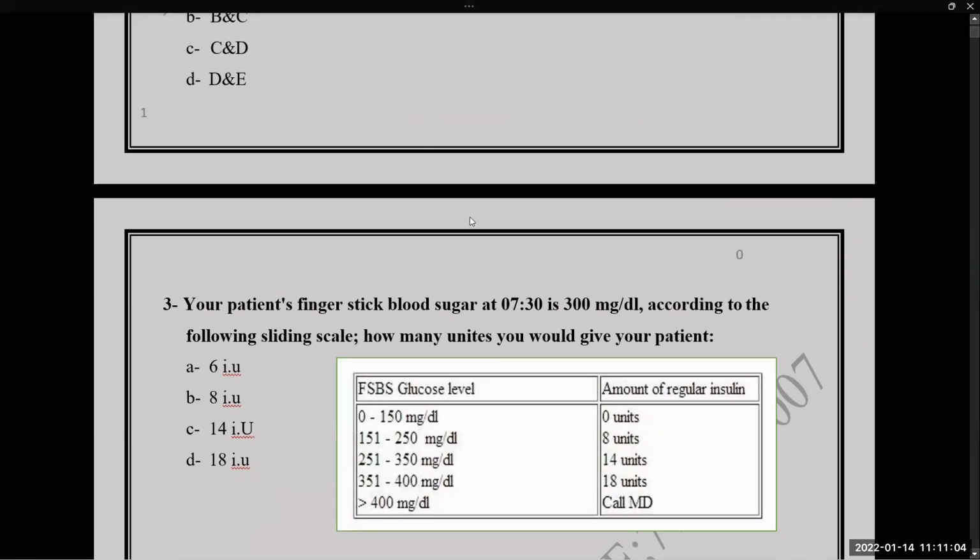Question number 3. Your patient's finger stick blood sugar is 300. According to the following sliding scale, how many units would you give to your patient? 300 comes in between 251 to 300. So it is 14 units. So the answer is C. Very good.